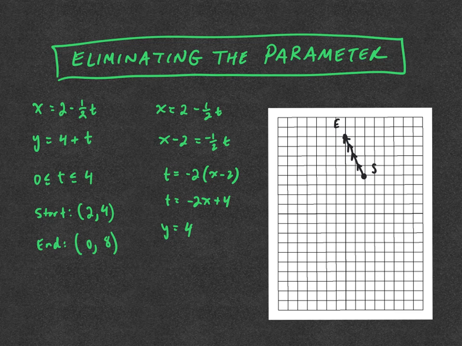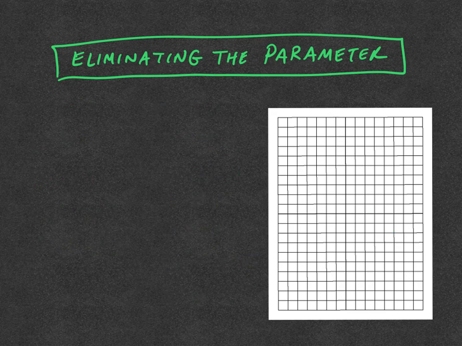Then I can take that equation for t and plug it into my equation for y. So instead of y equals 4 plus t, I have y equals 4 plus negative 2x plus 4, which gives me the equation y equals negative 2x plus 8. And looking at the graph, we can see that's actually what we saw there. Y equals negative 2x plus 8, a slope of negative 2, a y-intercept of 8, but the additional information gained from the parametric equation is where it begins and where it ends and what direction it's heading in.